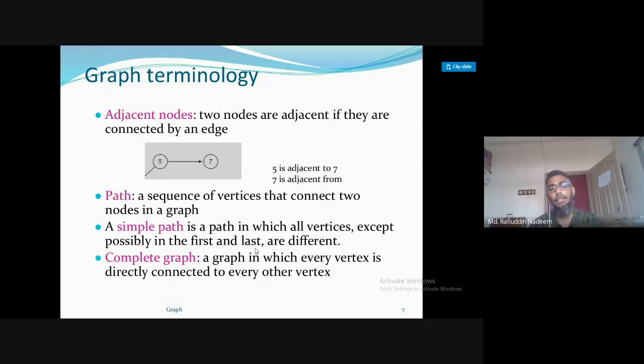So in such a case, first and last are the same. In between, whatever nodes are mentioned in the path may all be different. Then you have a complete graph. What is a complete graph? A graph in which each vertex is directly connected to every other vertex. So if there is an edge between each pair of vertices, then it is called a complete graph.